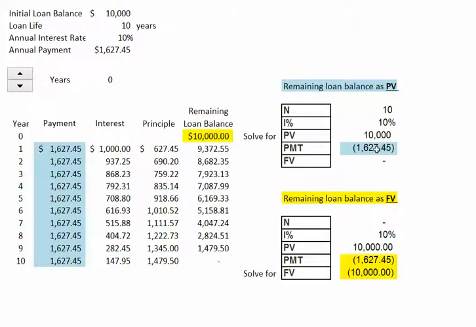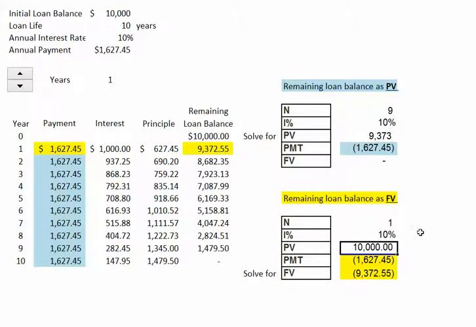We calculated that simply as what? That was the present value of a $1,627 payment over a 10-year period. If we increase this to 1 year, we can view the current loan balance of $9,372 as being the present value of the 9 remaining payments. There's 9 payments, 10% interest. There's the payment. We can calculate the present value. Or in your financial calculator, you can calculate it as a future value. In this case, we really would solve for the future value.